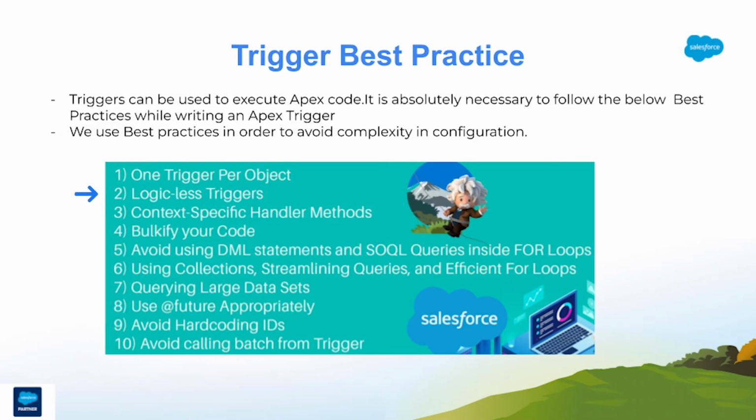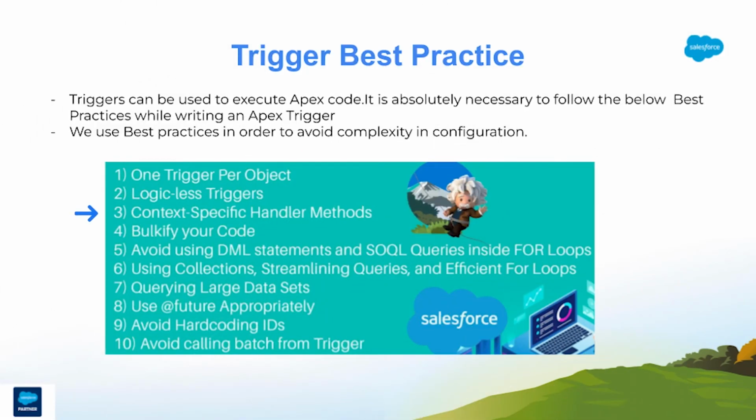Logicless triggers. It's best not to write logic or methods in the trigger. If you add logic in triggers, code reusability is reduced and test classes are difficult to write. Number 3, context-specific handler methods. We will see in a moment an example of context-specific handler methods. Number 4, bulkify your code. Bulkify your trigger code whenever possible to avoid hitting governor limits.